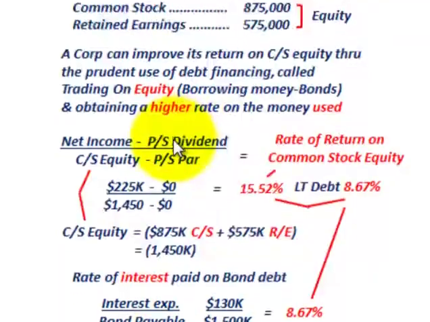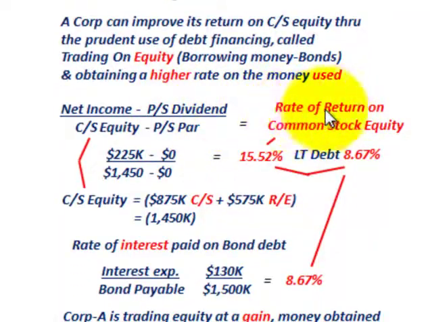So let's just go to our general equation here, and we'll look at the first case, where we have a rate of return on our common stock equity. So our general equation is our net income over our common stock equity. And when you're dealing with preferred stock, in the numerator you'd have to subtract out your preferred stock dividend, and in the denominator you'd have to reduce your common stock equity by the preferred stock par. But in this case we're not using preferred stock in our example. We're just using the bond debt as our debt.